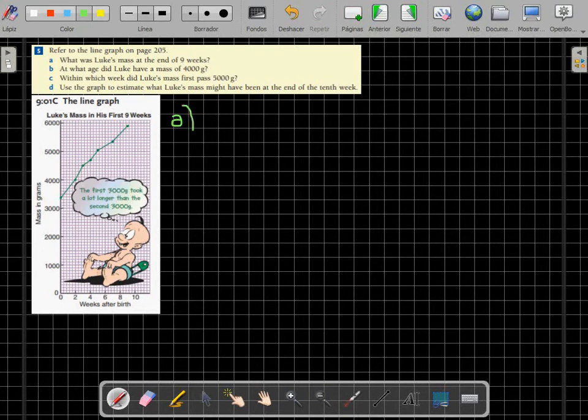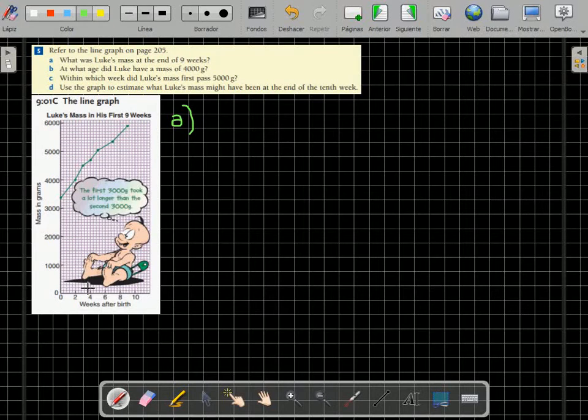Question A says, what was Luke's mass at the end of 9 weeks? So how can we answer this? Well, before anything else, we have to see what is on the x-axis and what is on the y-axis. On the x-axis we have the weeks after birth, and on the y-axis we have the mass in grams.